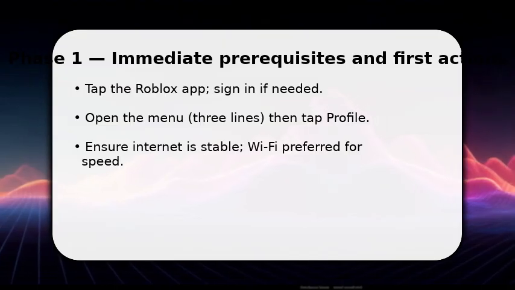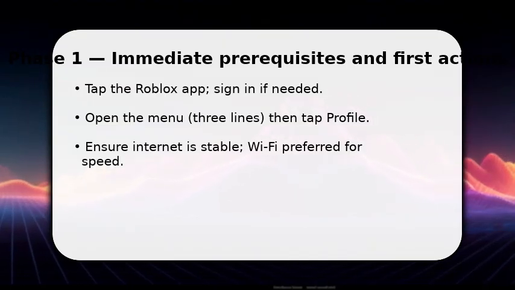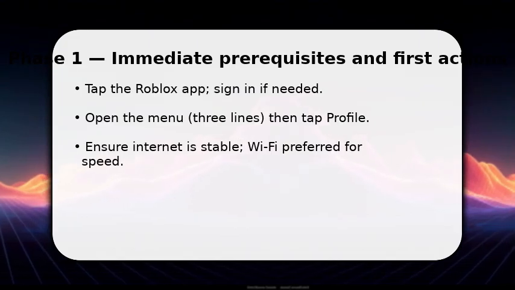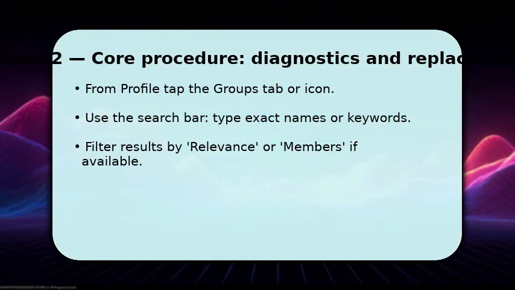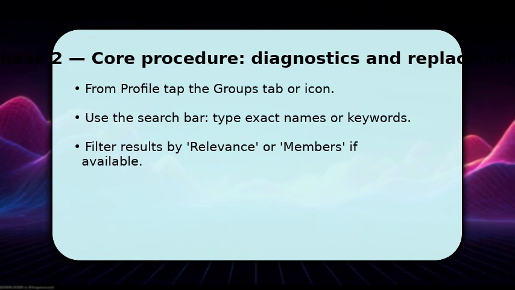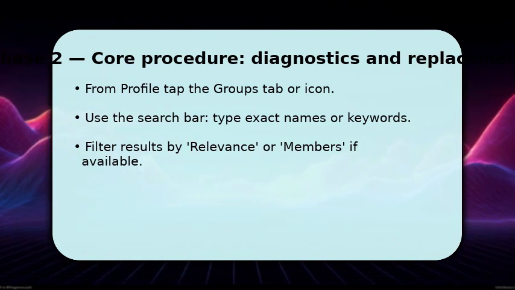Make sure your connection is steady, because slow networks can cause the app to lag when loading group search features. Once done, tap the Groups tab on your profile to reach the Group Hub. This is where search lives.